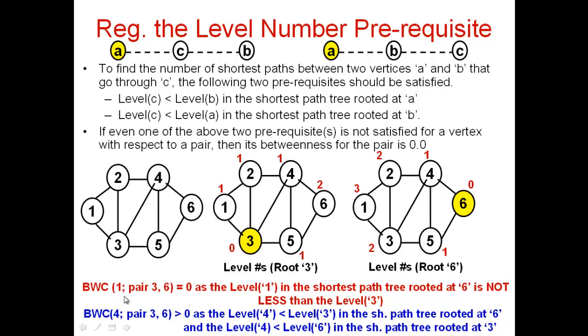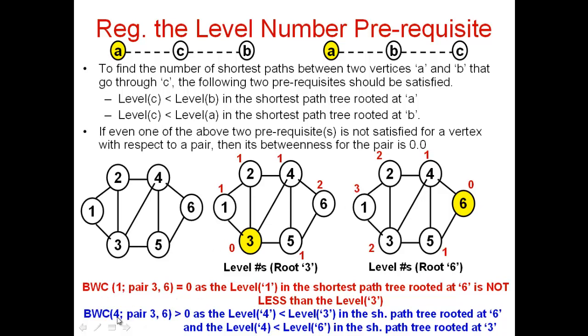Okay. Alright, so in order to find the betweenness for vertex 1 with respect to the pair 3, 6, what we have to make sure is the level number of vertex 1 is less than the level number of vertex 3 in the shortest path tree rooted at 6. So in the shortest path tree rooted at 6, the level number of vertex 1 is 3. Is it less than the level number of vertex 3 in the shortest path tree from 6, which is 2? So is 3 less than 2? No. So that is why we can say the betweenness of vertex 1 with respect to the pair 3, 6 is going to be 0.